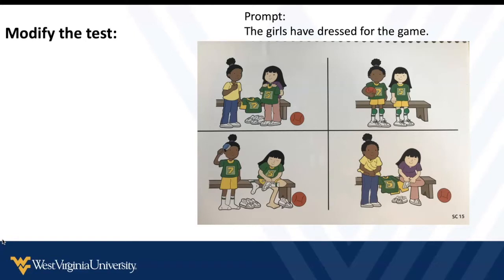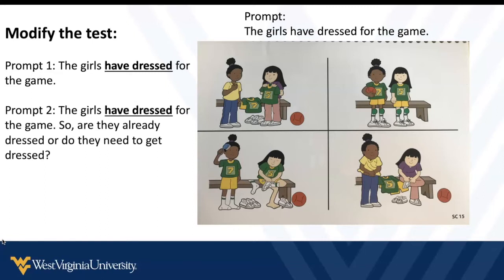When we go to modify the test, again, I'm using the same prompt of the girls have dressed for the game. If the student were to get the question wrong, I might do the prompt and this time actually stress the girls have dressed for the game, and see if they change their answer. If they still get it wrong, I might say, the girls have dressed for the game. Are they already dressed or do they need to get dressed? Again, I'm trying to get them to clue into that.